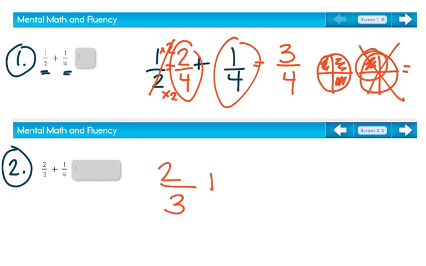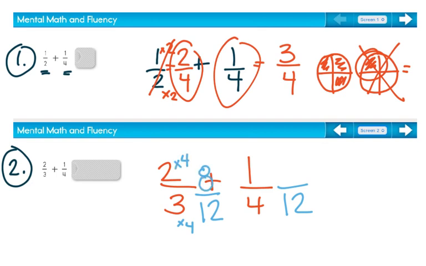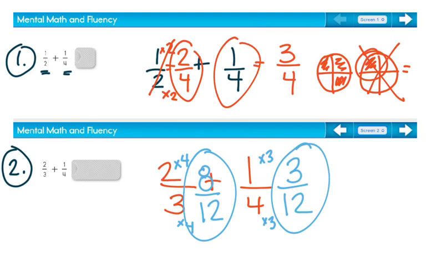2/3 plus 1/4 does not have the same denominator, so I'm going to change them both to 12ths. How did I know 12ths? I just multiplied 3 times 4 to get 12. So if I multiply by 4 in the bottom, I multiply by 4 in the numerator. 8/12 is the same as 2/3. 4 times 3 is 12, so I multiply the numerator times 3. 3/12 is the same as 1/4. Now I can add 8/12 plus 3/12 to give me 11/12.